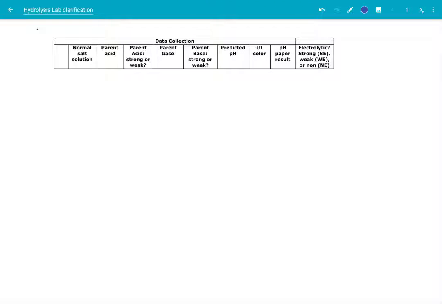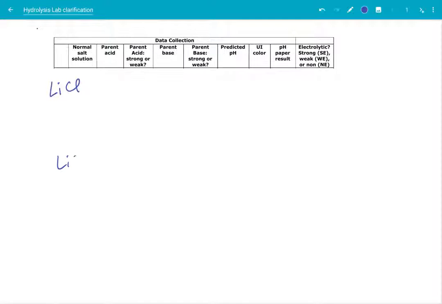So I thought I could make a quick video to show you kind of what I'm looking for: how to figure out the parent acid, the parent base, and the K statements afterwards. So I'm going to choose an example of LiCl, which is similar to what you had. What I'm going to do first is figure out that parent acid.